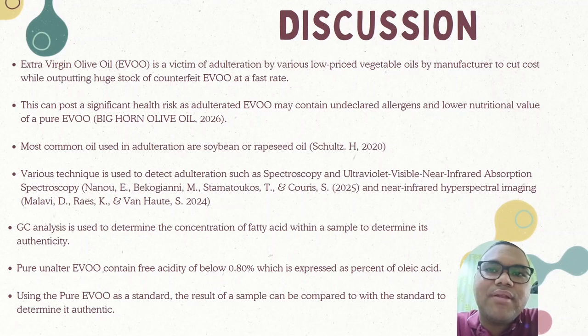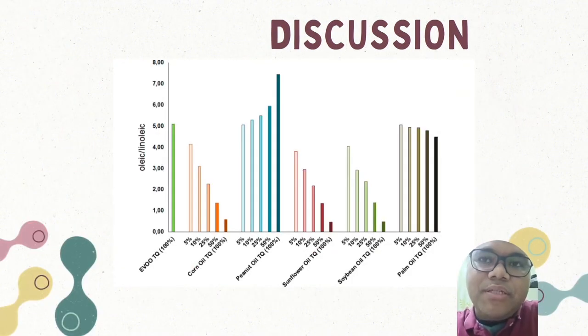Using the pure EVOO as a standard, the result of a sample can be compared with the standard to determine its authenticity. This is a graph of percentage ratio of oleic and linoleic. When compared to the pure EVOO standard, we can see various vegetable oils will alter the ratio by increasing or decreasing it. This decrease and increase of the ratio can be used to determine if the sample has been adulterated or not.